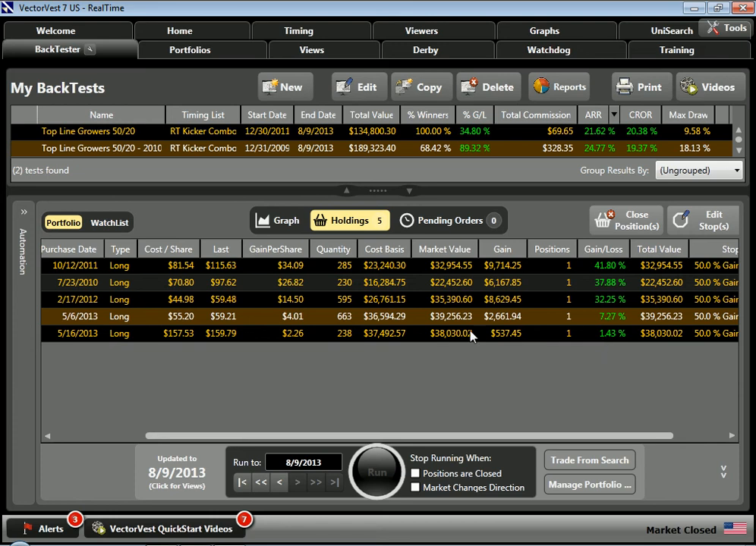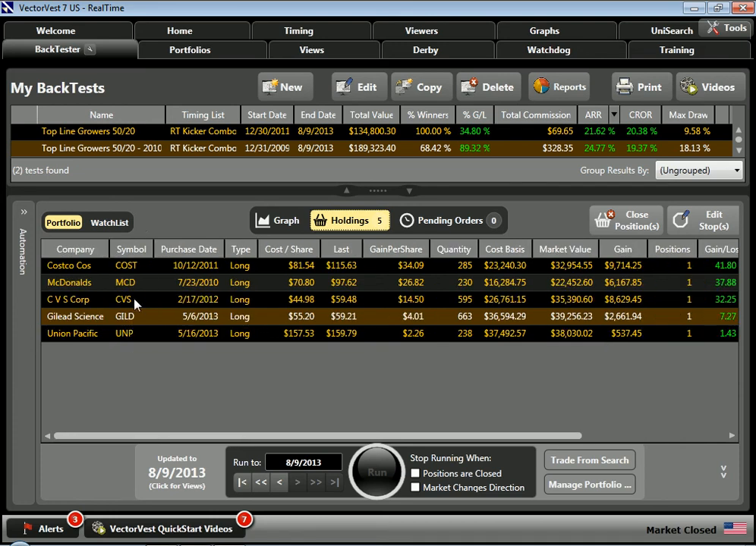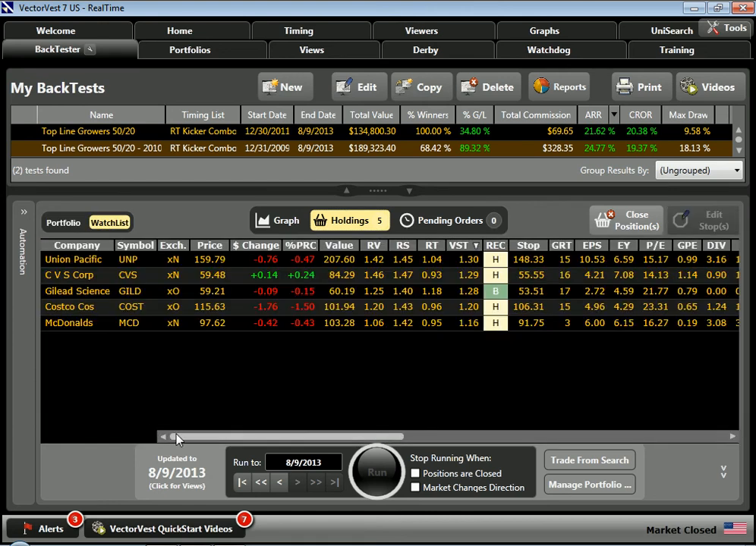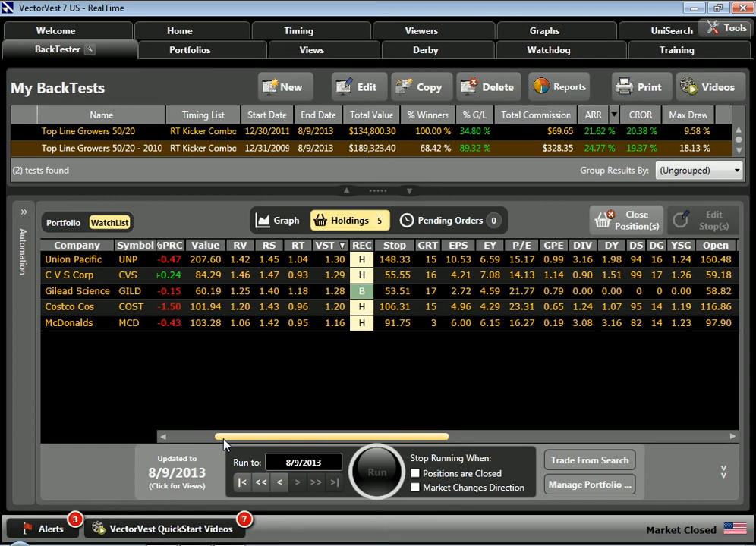But notice when they were added to the portfolio. I still have McDonald's, which we bought in July of 2010, Costco from October of 2011, CVS from February of 2012. And of course, something we haven't even considered is if I look at the watch list view, scroll over to the dividend analysis, I do have some nice paying yields on some of these stocks.